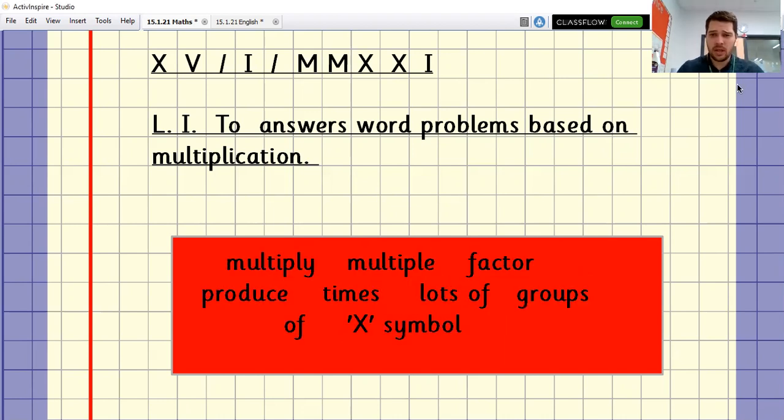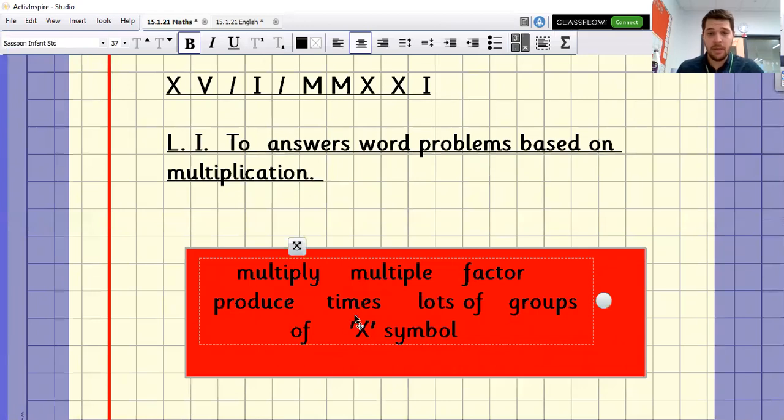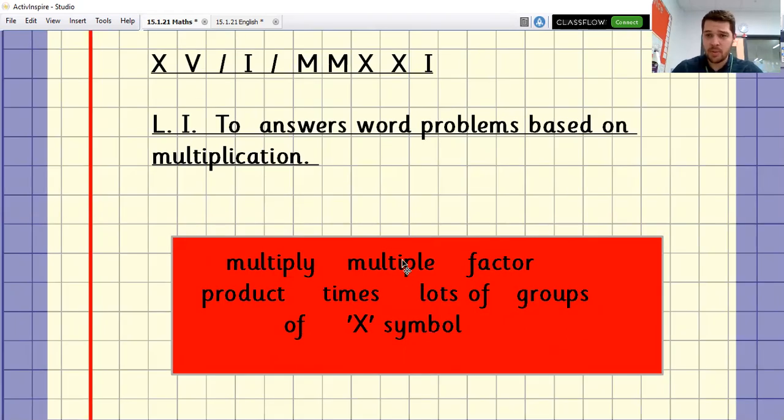Okay, so hopefully we've got a couple of these. The multiplication symbol here, groups of, lots of. If I ask for 3 lots of 5, that means 3 times 5. Times, the product, multiple. If I ask for the third multiple of 5, that means 5, 10, 15. The third multiple of 5 is 15, and factors, which we looked at on Wednesday.